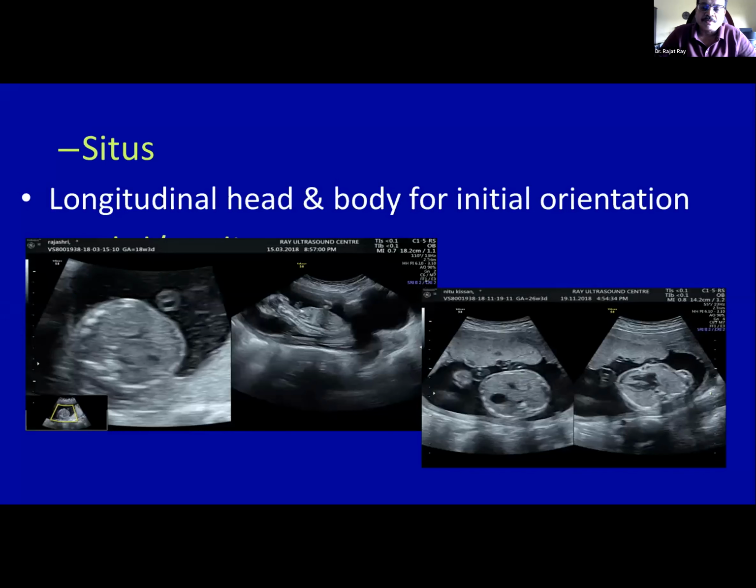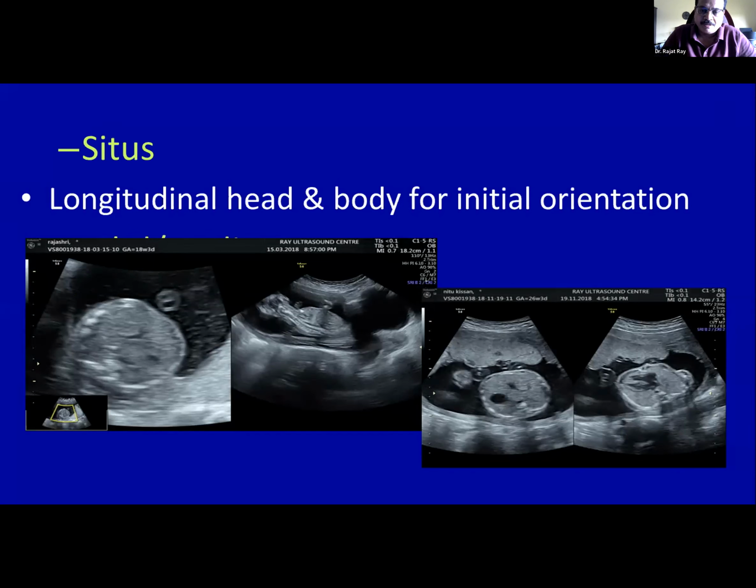Then we go to see the situs of the baby, where we take the longitudinal head and body for the initial orientation. From that, we take a mental picture by placing ourselves in the baby's position, and we know the left side of the baby. Where is the left side of the baby? And that left side of the baby should correspond to the stomach and apex of the heart. So it is a normal situs. If it is opposite, it is situs inversus.